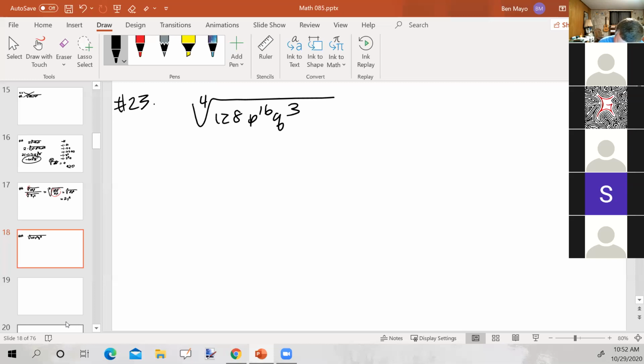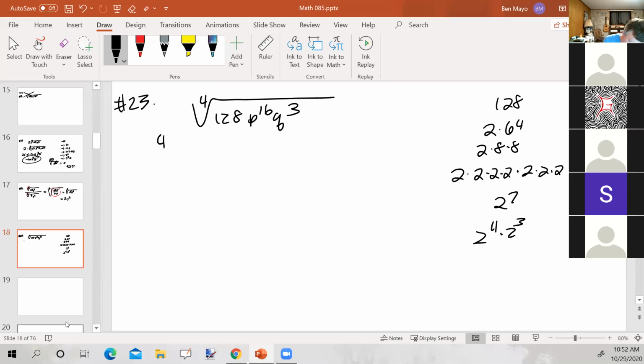I think we had a 128 before. 128. The numbers are a little different. Just a little. Okay. 128 is 2 times 64, which is 2 times 8 times 8, which is 2 times 2 times 2 times 2, 2 times 2 times 2, which is 2 to the 7th power, which is 2 to the 4th times 2 cubed. So the fourth root of 2 to the 4th times 2 cubed times p to the 16th, 16 is a multiple of 4, times q cubed. So I've got powers of 4, multiples of 4, and leftovers.